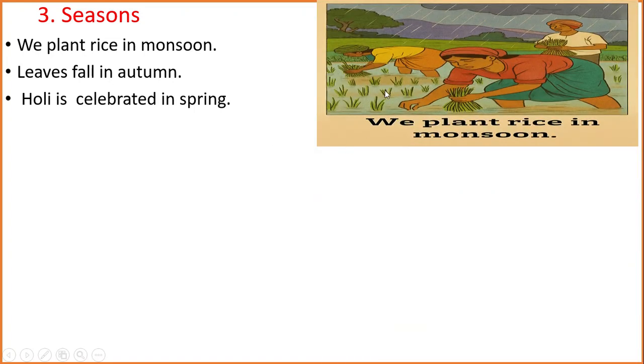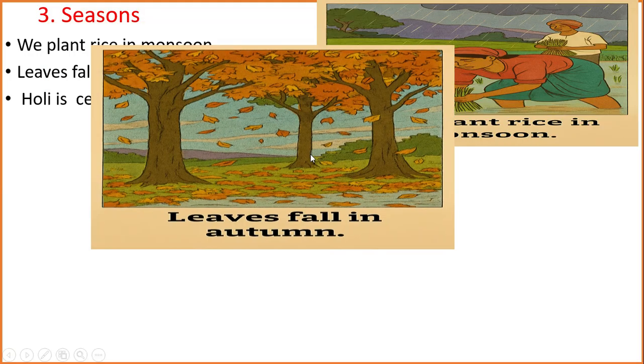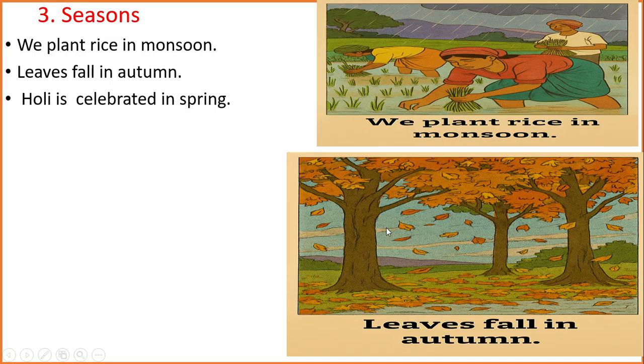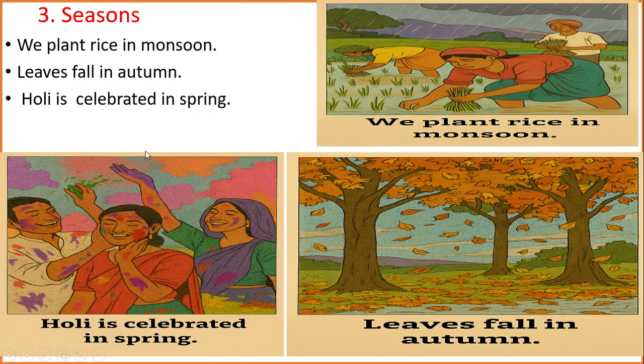Now with seasons: we plant rice in monsoon. Generally, in monsoon we plant rice. Second example: leaves fall in autumn. When autumn arrives, the leaves of the trees usually start falling.